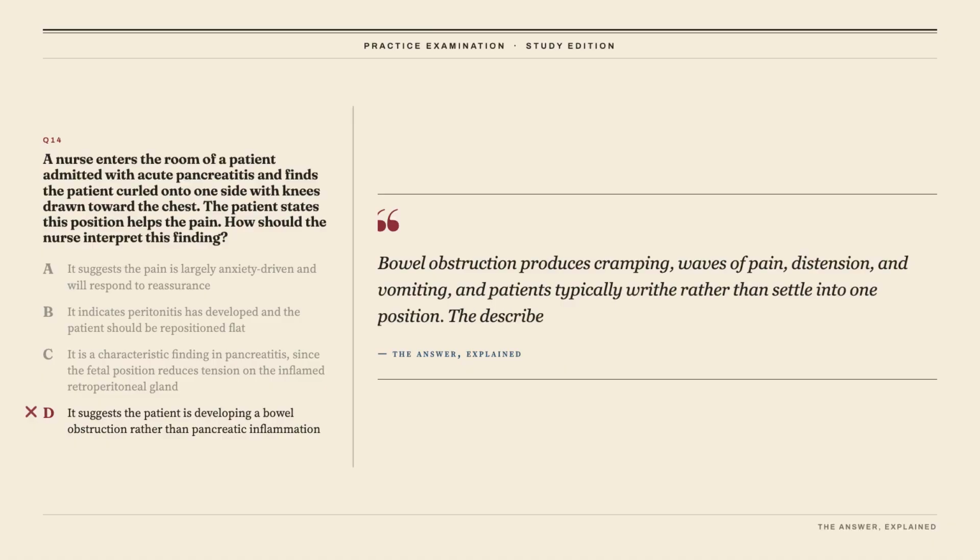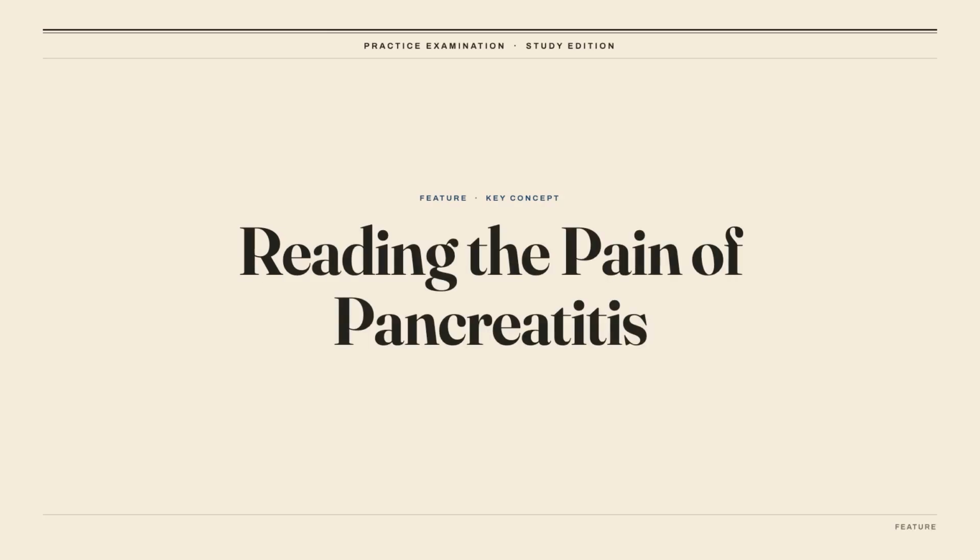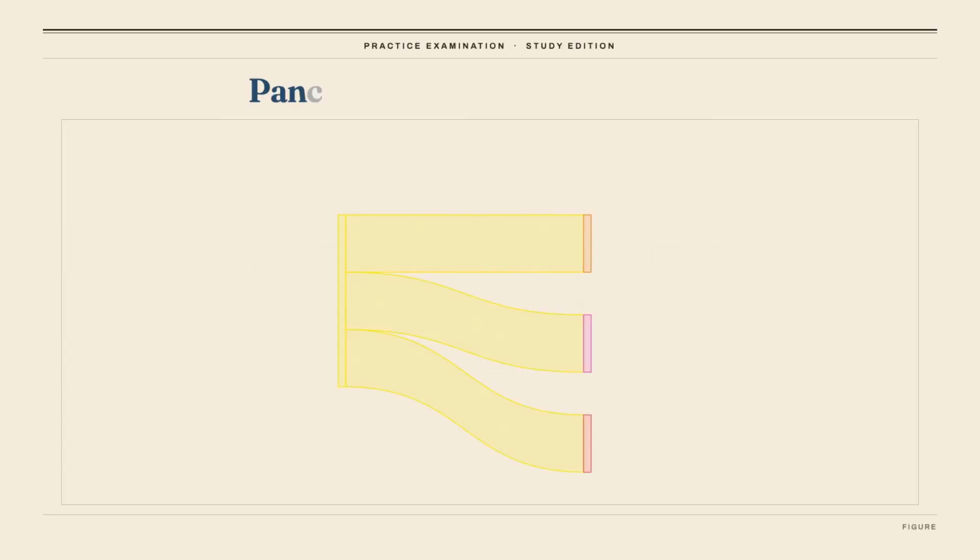The described posture points toward pancreatic disease. Patients with acute pancreatitis describe their pain the same way again and again: boring, knife-like, penetrating, as if driven straight through the abdomen and out the back. That consistency is not coincidence. It reflects exact anatomy and it makes the pain history a genuine diagnostic tool.